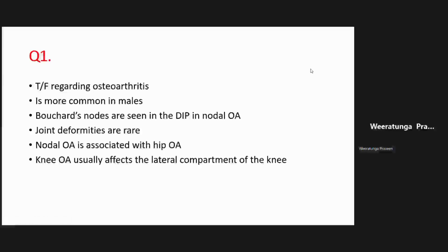So let's take the first MCQ. Is it more common in males? It is definitely much more common in females.